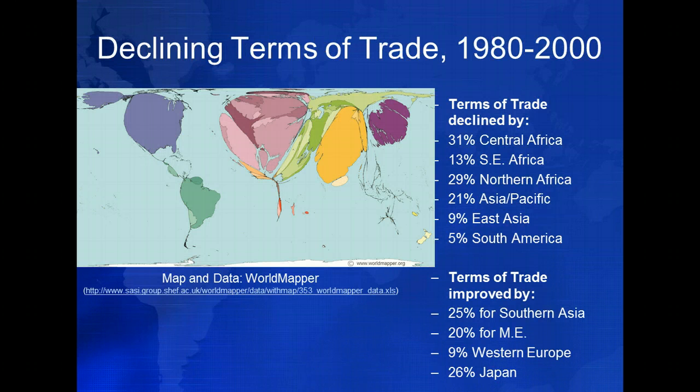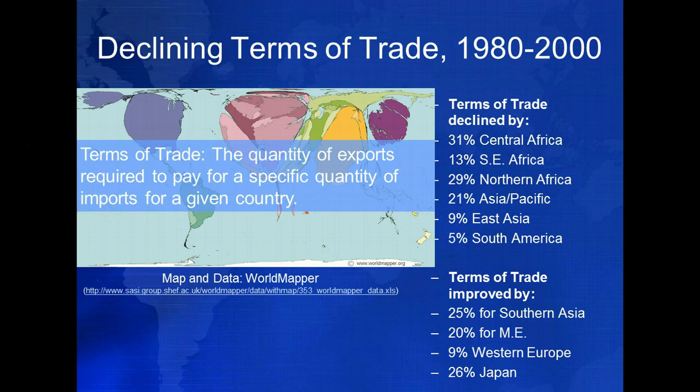The declining values of primary commodity exports led to a generalized decline in terms of trade for developing countries. Terms of trade refer to the quantity of exports required to pay for a specific quantity of imports for a given country. Declining terms of trade thus means that countries have had to export more to pay for the same quantity of imports. Between 1980 and 2000, regional terms of trade declined for Asia, the Pacific excluding Japan, Africa, East Asia, and South America. Terms of trade improved for Southeastern Asia, the Middle East, primarily driven by increasing oil prices after the 1980s, Western Europe, and Japan.